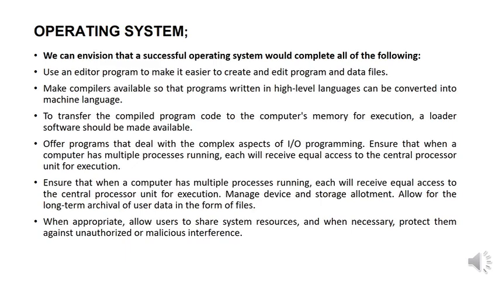So a good operating system must also ensure when a computer has multiple processes running, each will have what? Equal access to what? Central processing unit. I've said that one earlier. And it must also do what? Allow to manage device and storage allotment. And it should also allow for the long-term archive of users' data in the form of files. So now, meaning a good operating system must be able to allow you to do what?